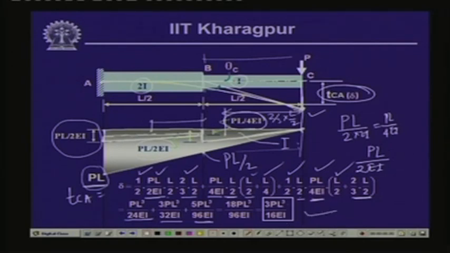So, this is the value of TCA, which is nothing but equal to the deflection of this elastic curve over here, that is delta. So, delta is equal to 3PL cube by 16EI.